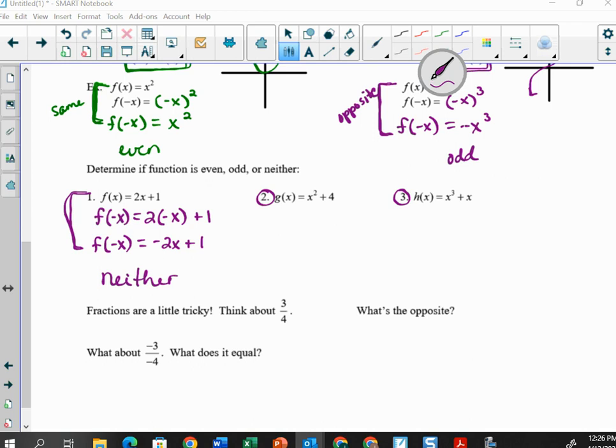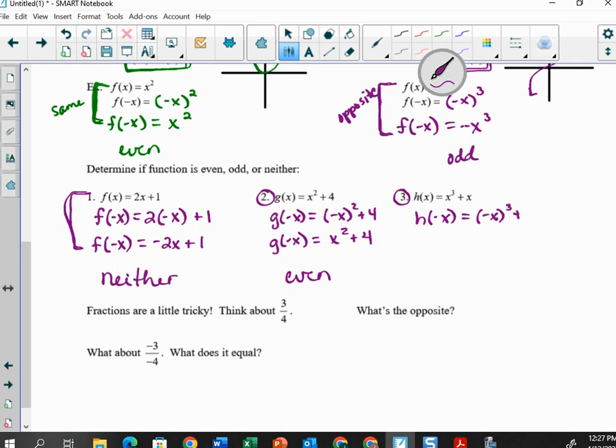What's our vote for number 2? A lot of evens. Let's show the work and see. Exactly the same. That is even. Okay. Yeah. What'd you get for number 3? Odd minus 1. Complete opposite. Yes, odd. Okay. So far, so good.